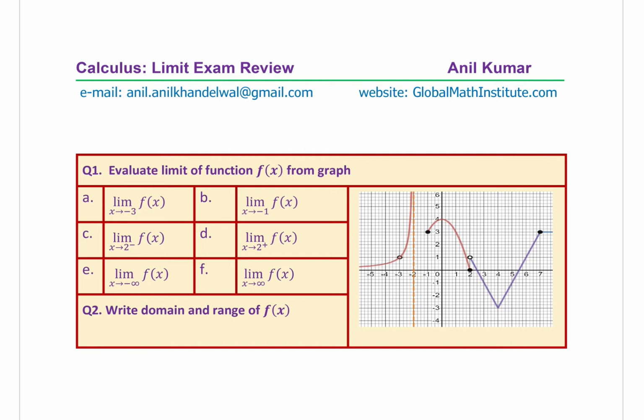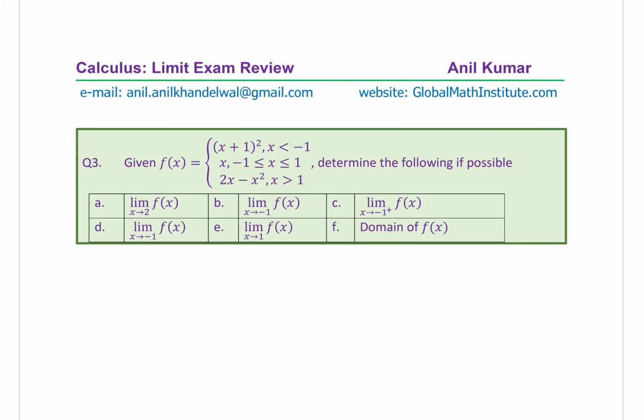Here is the second question. Question number 3. We had 2 there. The second one was domain and range of the given graph. Question 3 is, given f of x is equal to x plus 1 whole squared when x is less than minus 1. It is equal to x when x is in between minus 1 and 1, both included. It equals 2x minus x squared for x greater than 1. You need to determine the following if possible.